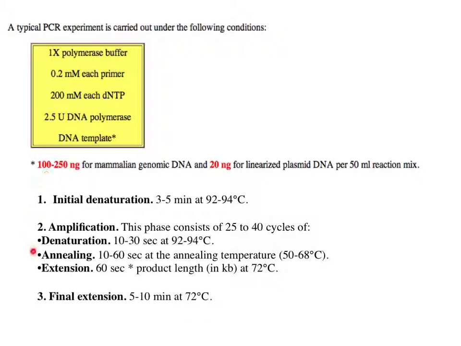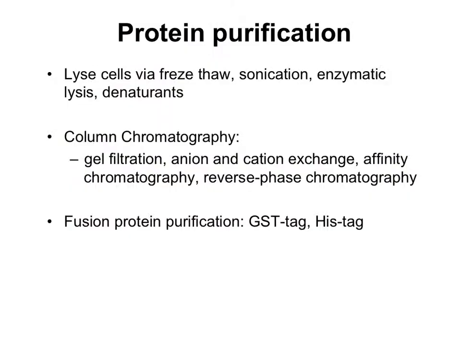You want to use an initial denaturation at 92 to 94 degrees for 3 to 5 minutes. Then you have amplification, which has a cycle of denaturation, 10 to 30 seconds at 92 to 94, annealing 10 to 60 seconds at 50 to 68, depending on the polymerase, and then extension, 60 seconds times the product length in kilobases at 72. You can do this for 25 to 40 cycles, and then you have a final extension of 5 to 10 minutes at 70 degrees.